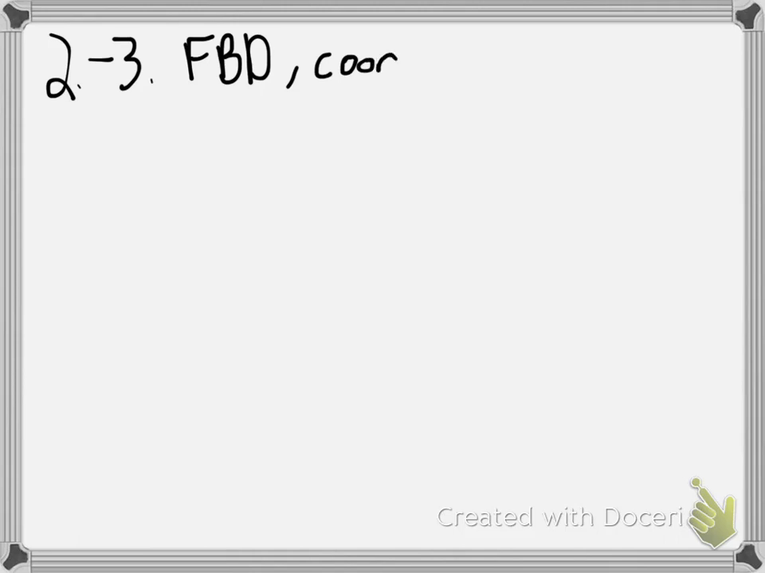So let's do step 2 and step 3. What's step 2? Free body diagram. And step 3 is coordinate system. Very good. So, this object rolling down the incline is translating down the incline in a linear fashion. So what type of coordinate frame do we want to use?